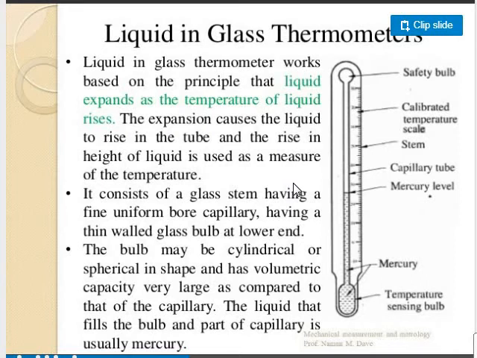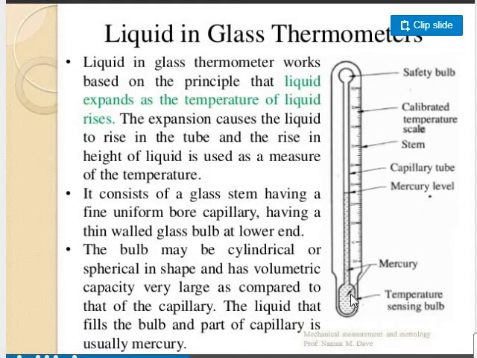Liquid rises. So it has a thin walled glass bulb at the lower end. So we have the glass bulb, the temperature sensing bulb. The bulb may be cylindrical or spherical in shape and has a volumetric capacity very large as compared to that of the capillary. So this bulb can be cylindrical or spherical and has a capacity very large as compared to that of the capillary. So the content placed inside is enough to rise all the way up. So the volume is more compared to this entire capillary tube.